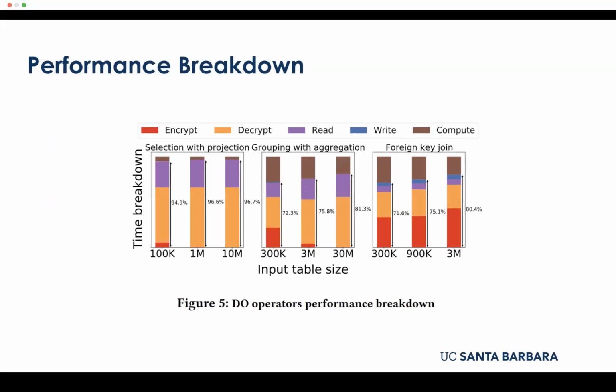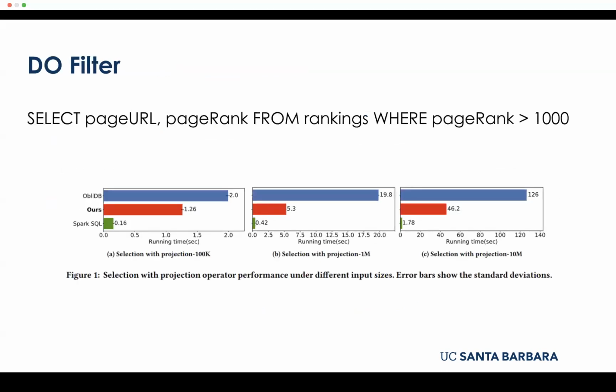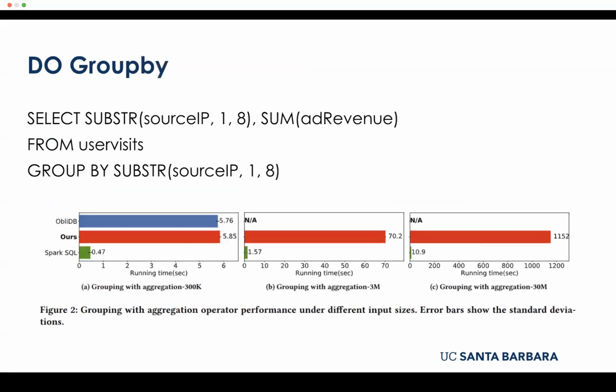First, we did some macro benchmarks, the performance breakdown. We found that most of the time is actually spent on encryption and decryption, even for now. Then for DO filter, we found that our performance is up to 4 times better than ObliDB, but we are still more than 10 times slower than Spark SQL.